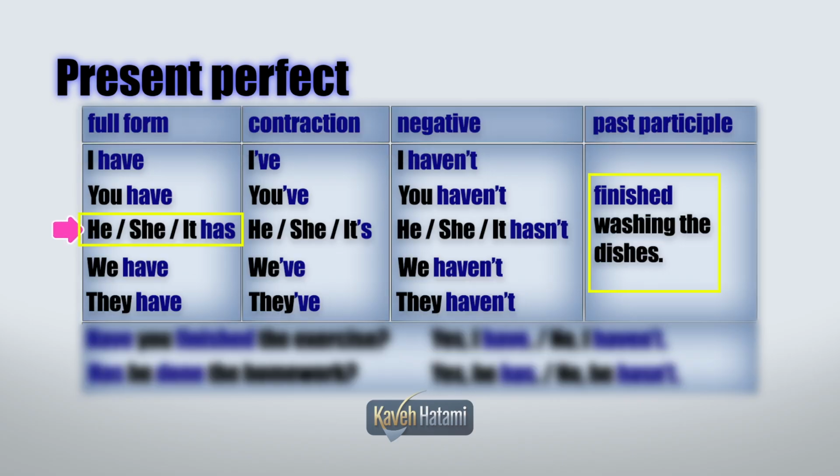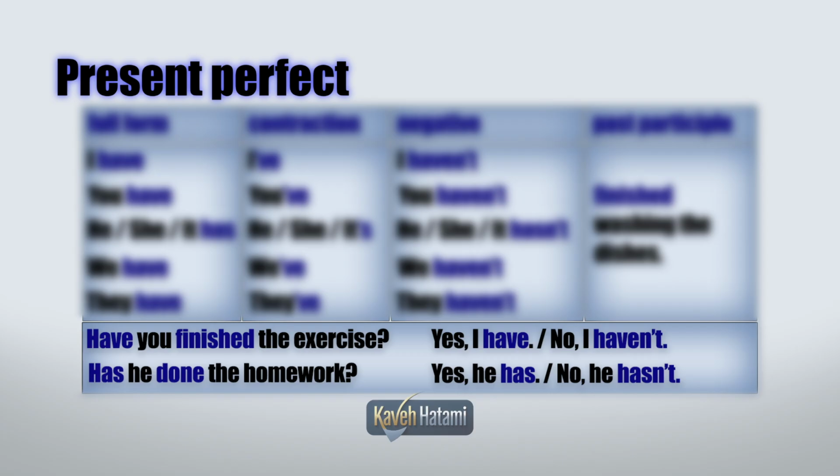For he, she, and it, we use has as an auxiliary verb. So, he has finished washing the dishes. And in the contracted form, we change has to apostrophe s. Therefore, he's finished washing the dishes. And in the question form, has he done the homework? Yes, he has. No, he hasn't.